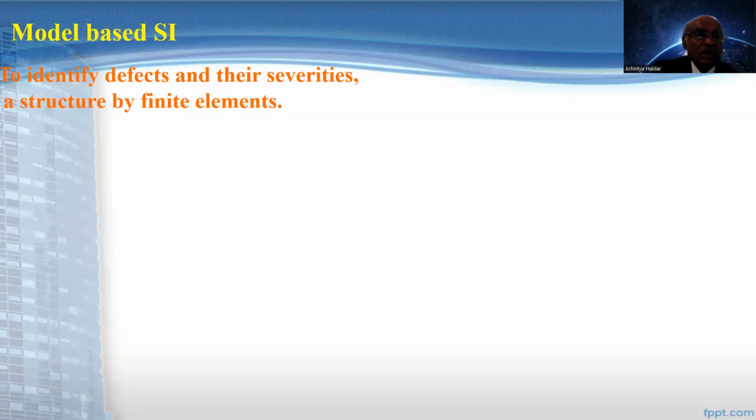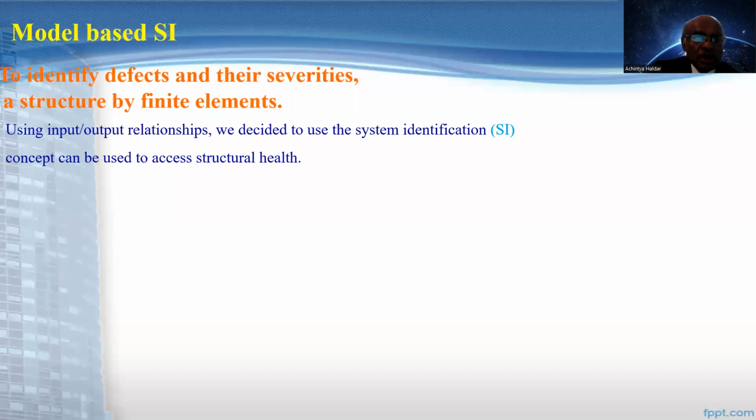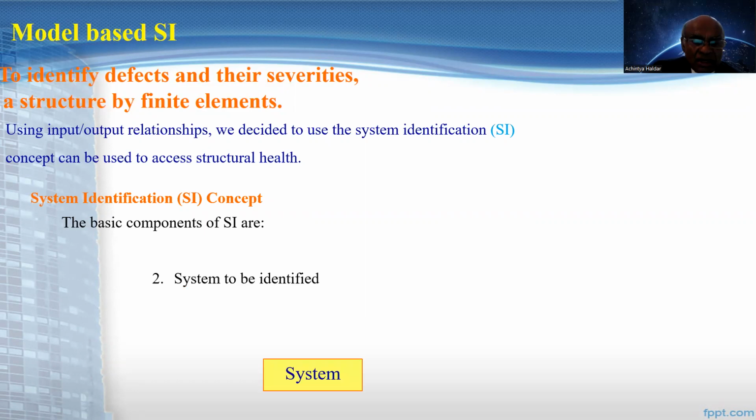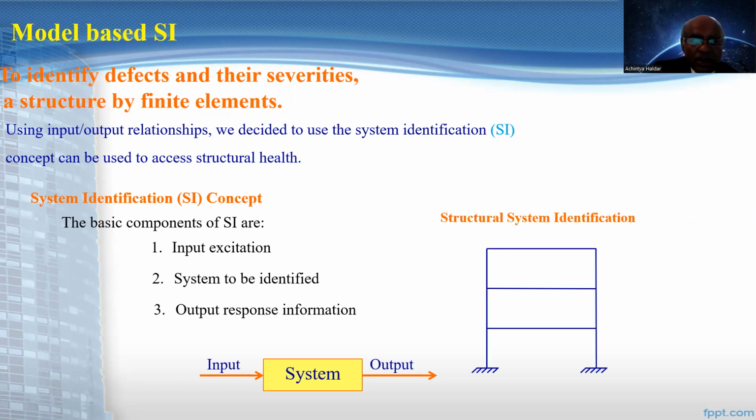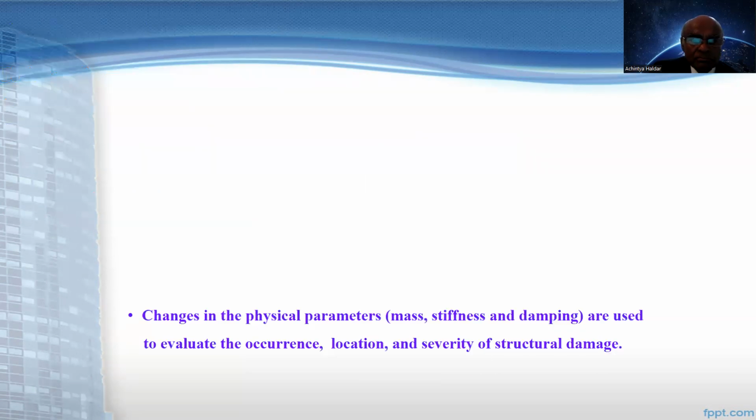Model based approach is now routinely used. It basically consists of a system. We'll excite it by some input excitation. We'll measure the output responses, and then knowing the input and output responses, we can identify the system, mostly the stiffness parameter of the system, and we'll find out the degradation of the stiffness with time.